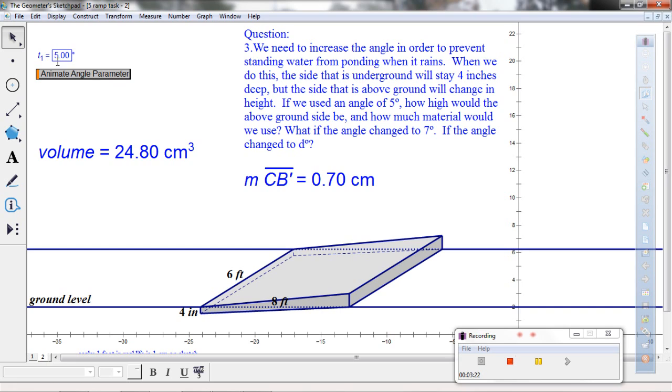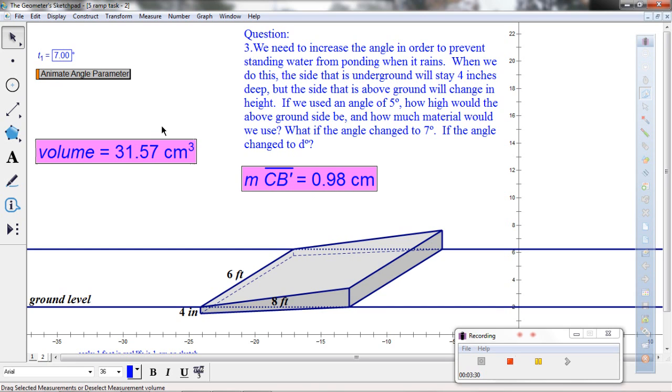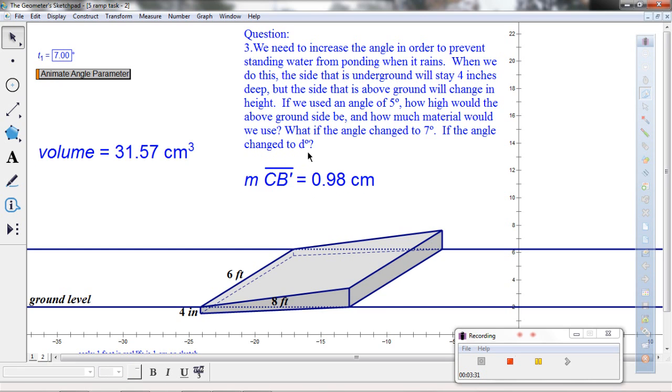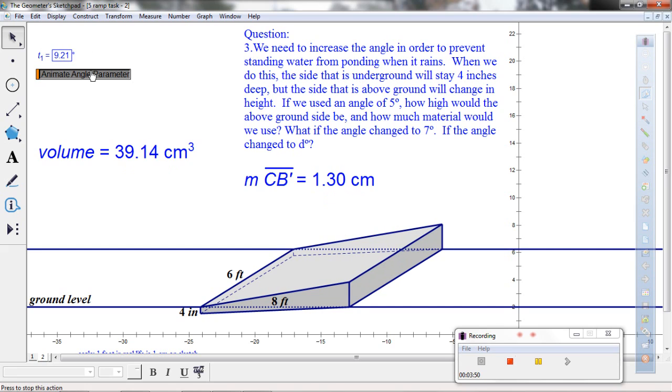Same thing. You could do length times width times height, or you could look at the volume. Okay, so you could do the same thing for 7 degrees. So here's 7 degrees. You could measure or calculate your height. You can measure or calculate your volume. If the angle is changed to D degrees, now we have to do a little bit more thinking. So this is really extending this to algebraic thinking about an expression now. So we could continue to watch the volume and the side change, and that may or may not help us to determine whether there's a pattern.